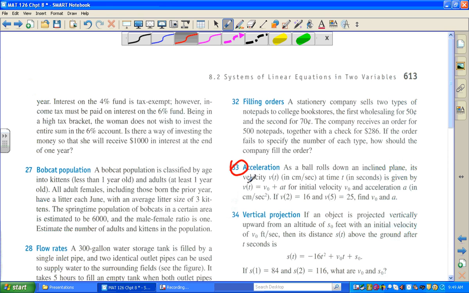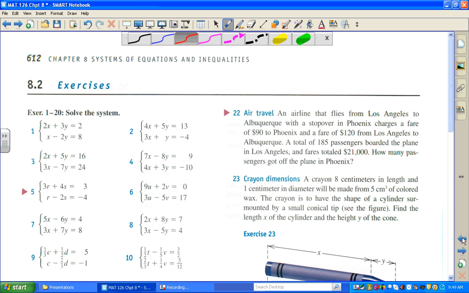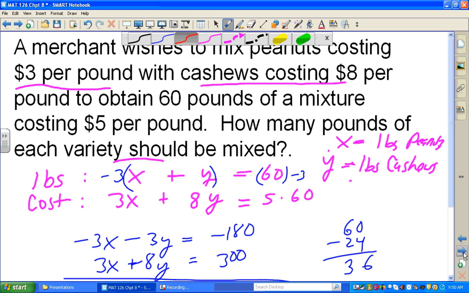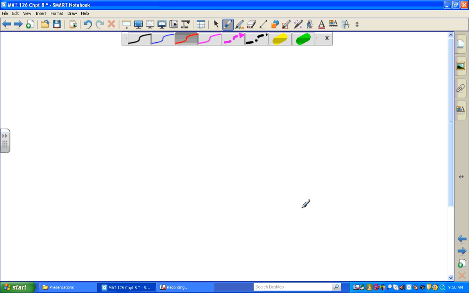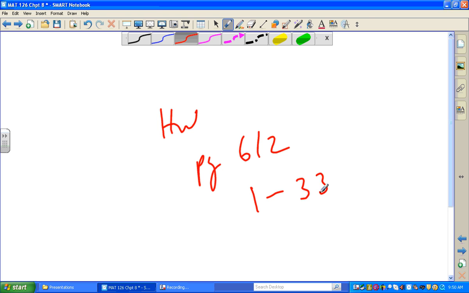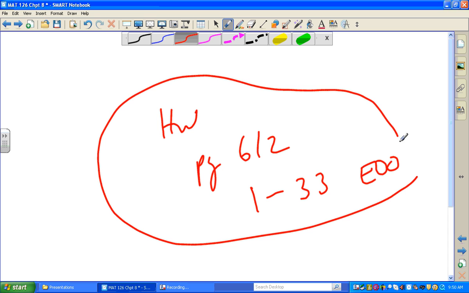The acceleration problem I want to hit. So we'll do page 612, 1 through 33, every other odd. Oh, I can't write on that page because it doesn't let me write on some of those systems. All right? And work on that now.